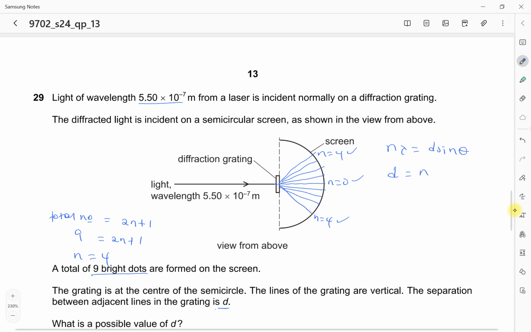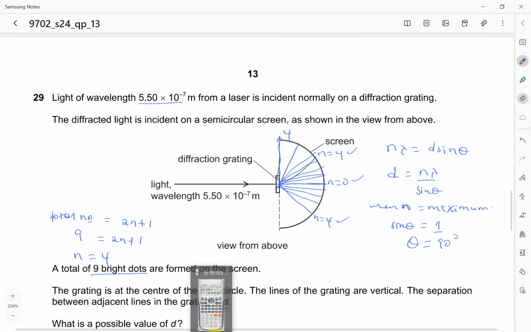So d is going to be n lambda divided by sine theta. But remember, when n equals the maximum, sine theta is equal to 1 because theta is going to be 90 degrees. So the maximum value of n is formed when theta is 90 degrees, even though here I've sketched it differently. The last order is going to be somewhere here. 4 should be there. So you have 3, 2, 1, the 0 order, and so on and so forth. So if n is maximum, then theta must be 90 degrees.